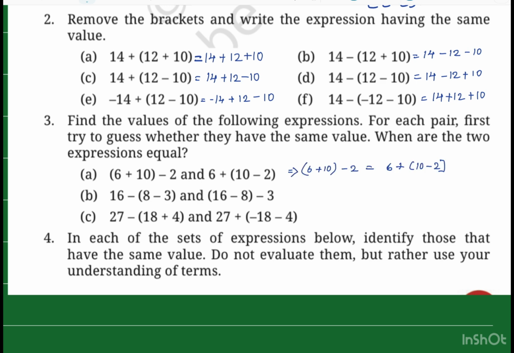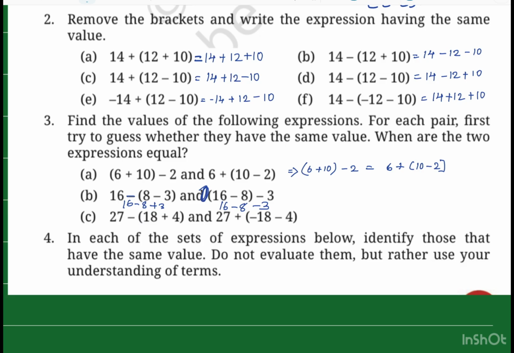Second question, 16 minus 8 minus 3 and 16 minus 8 minus 3. Here the minus sign is in front of the bracket, so the term signs will be changed, so it will become minus 8 plus 3. And here there is no sign in front of the bracket, so there is no change in the signs of the terms in the bracket, so the expression will be like this.